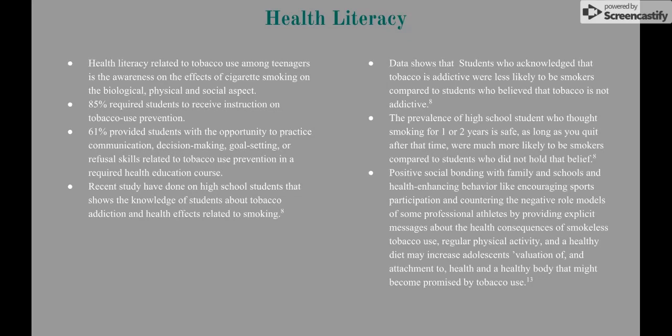Positive social bonding with family and schools, health enhancing behavior like sports participation, and encountering the negative role models of some professional athletes, by providing explicit messages about the health consequences of smokeless tobacco use, regular physical activity, and a healthy diet, may increase adolescent valuation of and attachment to health and a healthy body that might be jeopardized by tobacco use.